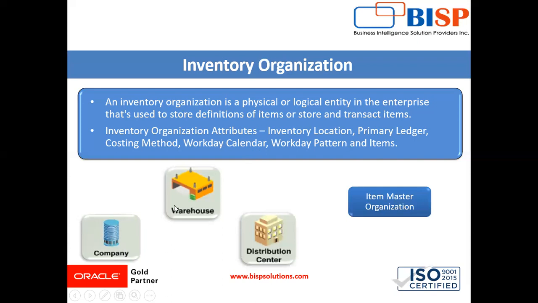The primary function of the warehouse is to store the stock of items, the stock of the product we can store over here. And the distribution center is the post-production warehouse for finished goods held for distribution. So this is the inventory organization. And the item master organization is used to define the items.